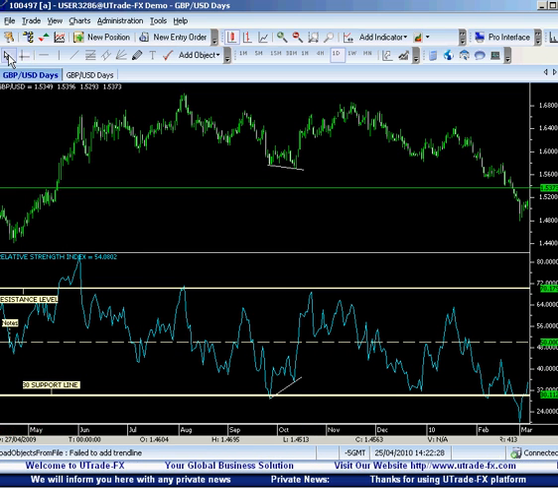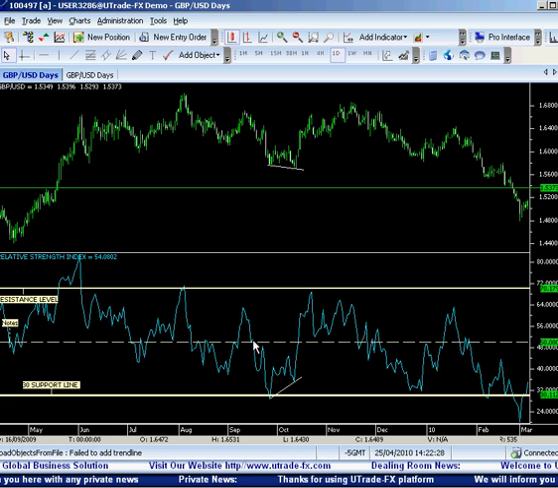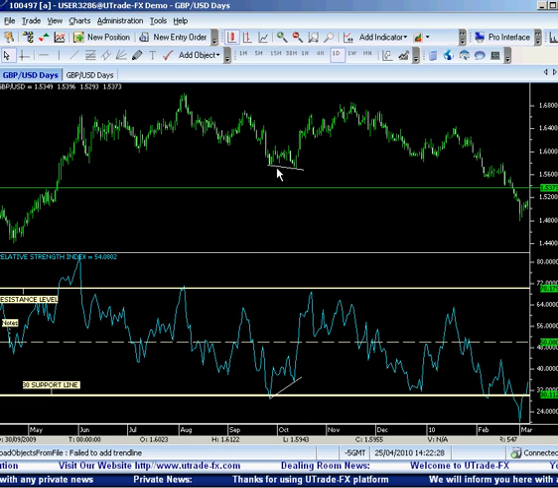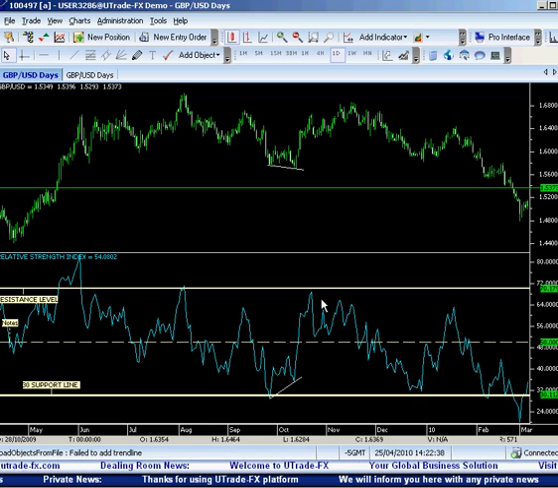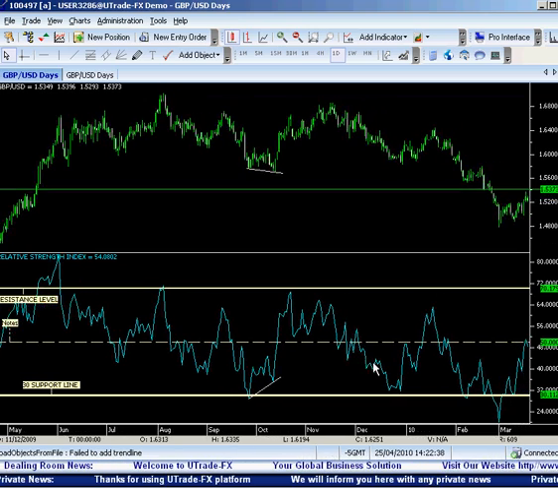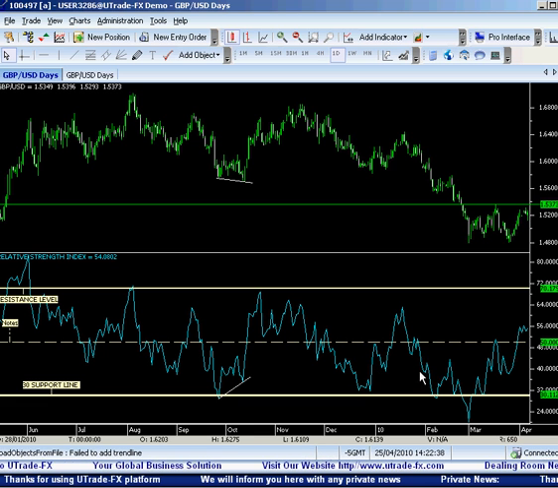Okay, let's see the confirmation. Let's look at this point. Here the market traded under the 50, and it confirmed a downward movement. Here it traded above the 50 and confirmed an upward movement. Now, the way I like to trade the RSI indicator.